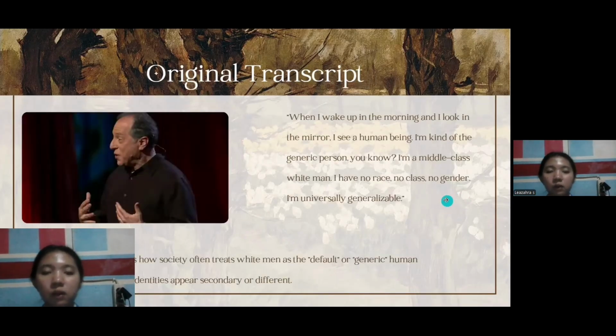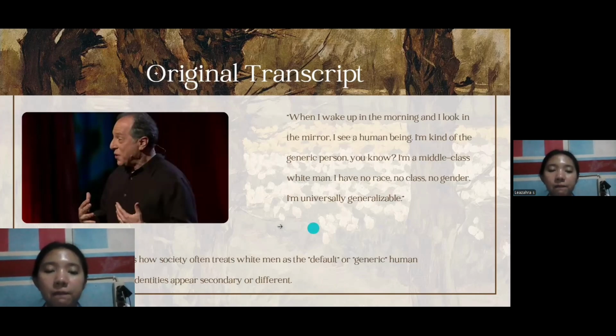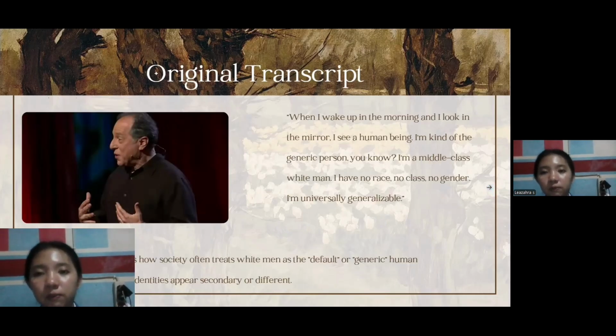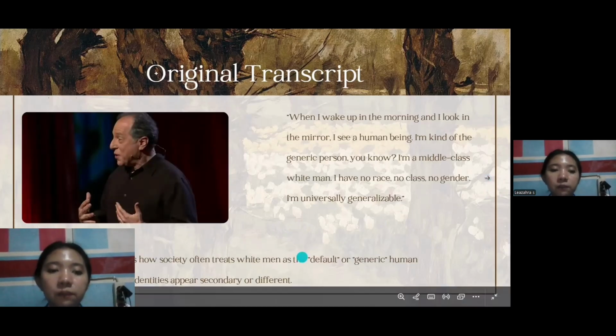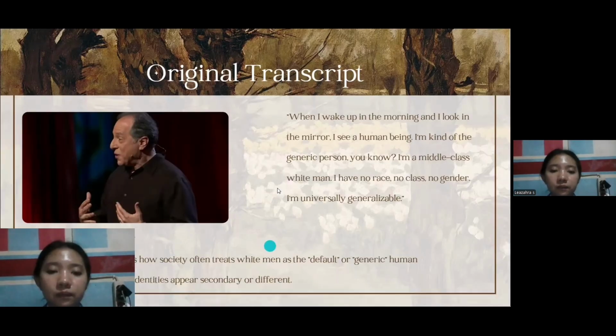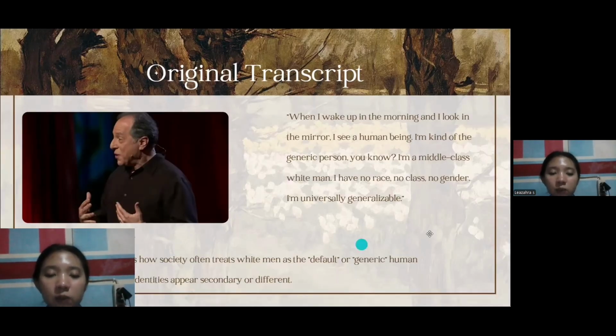Original transcript. Michael said, when I wake up in the morning and I look in the mirror, I see a human being, kind of the generic person, you know. I'm a middle class, white man. I have no race, no class, no gender, and I'm universally generalized. Why is this an example? The speaker explained how society often treats white men as a default or generic human being, making other identities appear secondary or different.